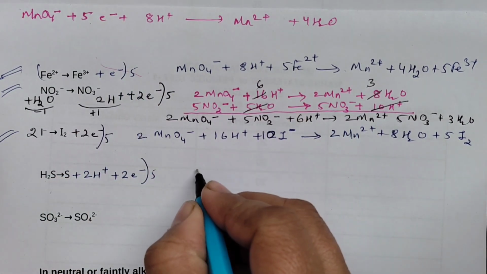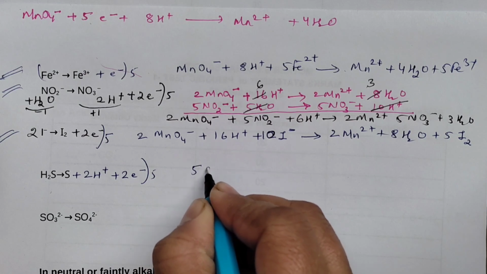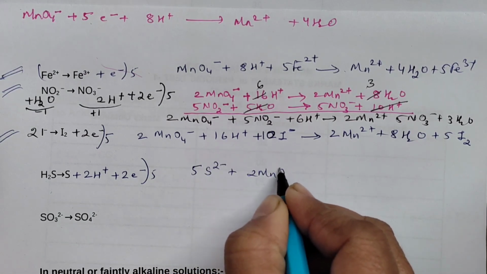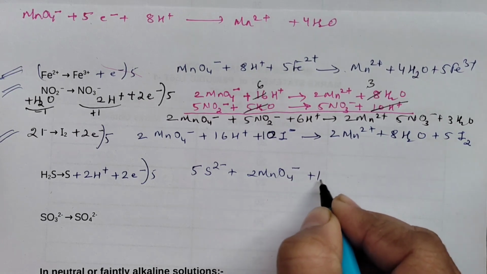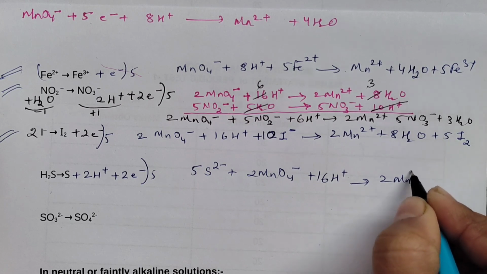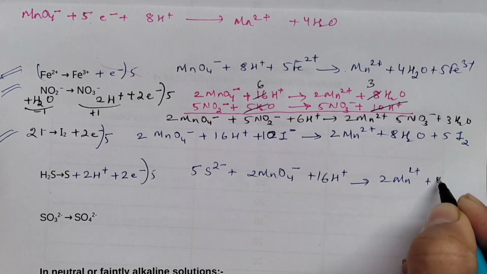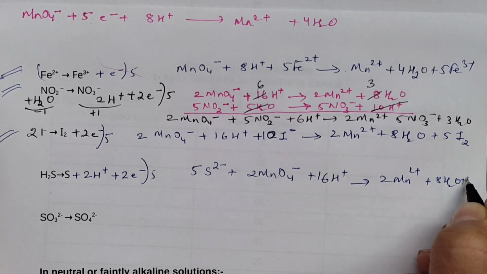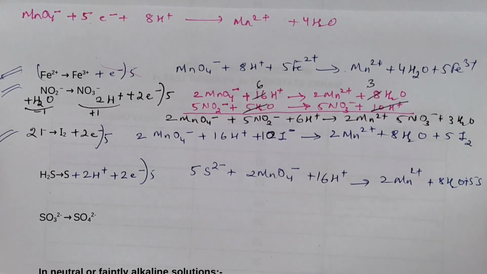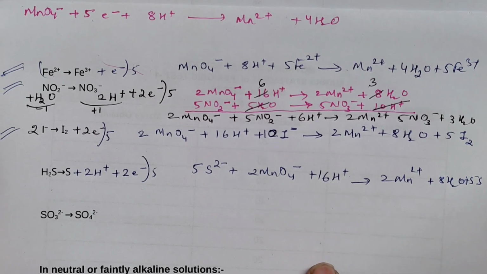Cancel out the things. So you will have the final equation as 5 S2- plus 2 MnO4- plus 16 H+ gives you 2 Mn2+, 8 H2O and 5 sulfur. Okay, so you can balance it like this.